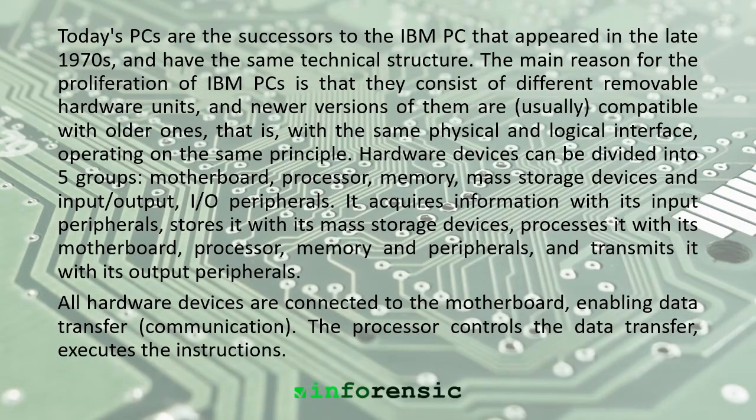Today's PCs are the successors to the IBM PC that appeared in the late 1970s and have the same technical structure. The main reason for the proliferation of IBM PCs is that they consist of different removable hardware units, and newer versions of them are usually compatible with older ones, that is, with the same physical and logical interface, operating on the same principle. Hardware devices can be divided into 5 groups: motherboard, processor, memory, mass storage devices and input-output, I/O peripherals.